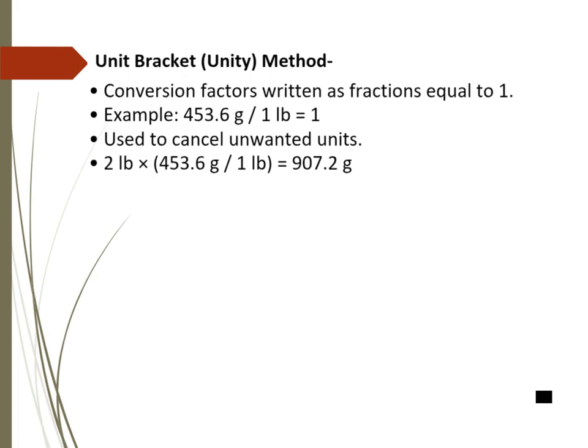Convert 2 lb into grams. 2 lb into 453.6 gram upon 1 lb. Value is 907.2 gram. Here lb cancel out and we get the result in grams. This is the standard scientific method for unit conversion.